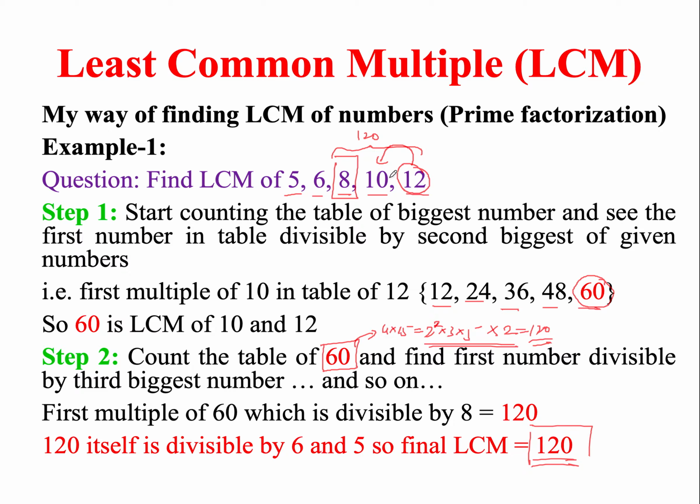I repeat once again, in brief: we start looking at the multiple of the biggest number in the series, the multiple of 12, that is also a multiple of 10. That means with the second biggest number it is 60. Then we start counting the table of 60 and see the multiple of 60 that is also divisible by the next largest number, which is 8, and that is 120, and 120 satisfies the other cases. If it were not satisfying the other cases, we would once again have looked at the multiples of 120 that satisfied the next largest number in the series. So this in totality gives us the LCM very quickly, and we can solve such LCM calculations even mentally.